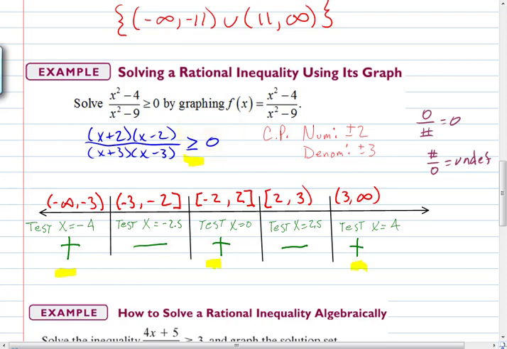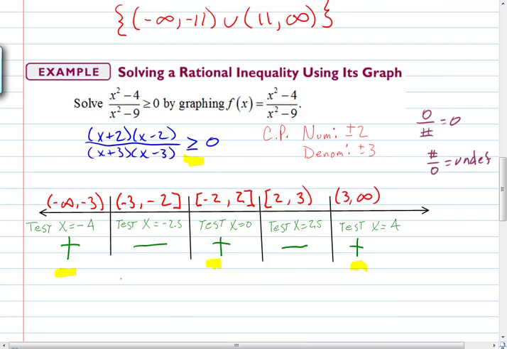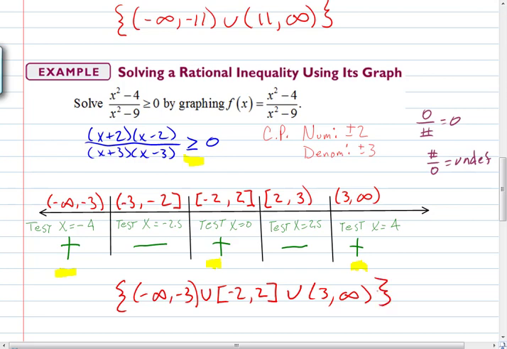So that means that our final answer then is going to be the interval that goes from -infinity to -3, union -2 to 2, union 3 to infinity. And you've got to get the parentheses and brackets right here. It's all wrong if it's part wrong.